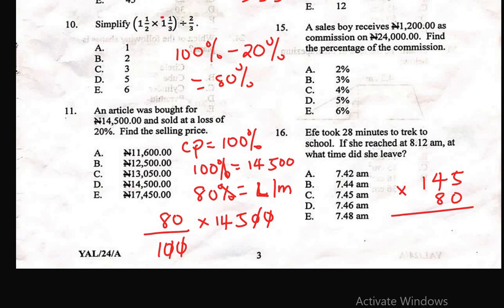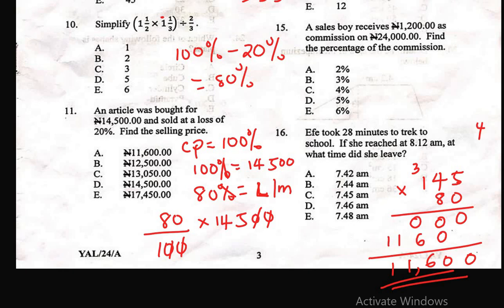0 times 5 is 0. 0 times 4 is 0. 0 times 1 is 0. 8 times 5 is 40. 0 carry 4. 8 times 4, 32 plus 4, 36. 6 carry 3. 8 times 1, 8 plus 3, 11. Okay, so we have 0, 0, 6, 1, 1, which is 11,600. A is the correct answer.